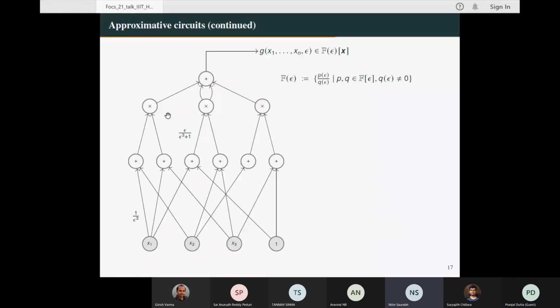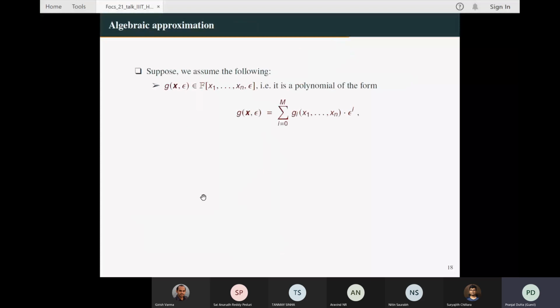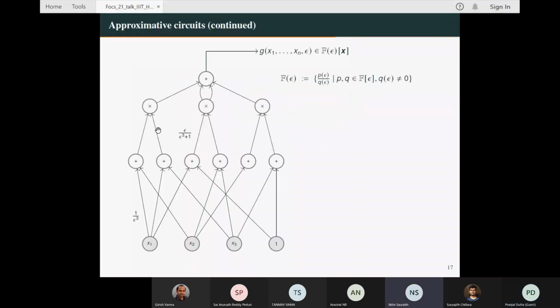Hi Pranjal, there's just a comment. Yeah, the output should be in f(x, epsilon), right? Sorry. Yeah, so here, that is what I'm saying. You are right, it should be f(x, epsilon), right?